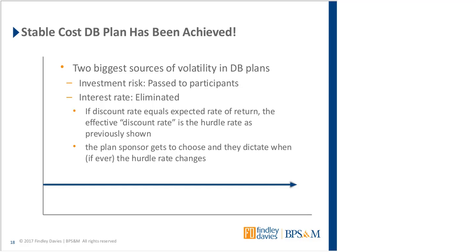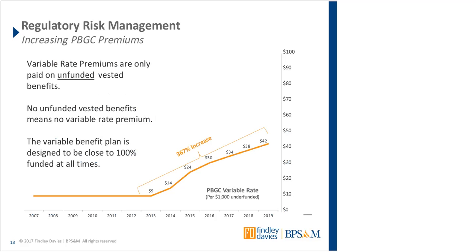So what that does is it eliminates the volatility that plan sponsors, especially on an accounting basis, see, with significant fluctuations year to year as corporate bond interest rates or treasury rates move significantly from one year to the next. So remember, the plan sponsor gets to choose the hurdle rate when they set up the plan. They also get to dictate when, if ever, that hurdle rate changes into the future. So again, a very predictable cost structure for the plan sponsor that simply can't be achieved in a traditional defined benefit plan.